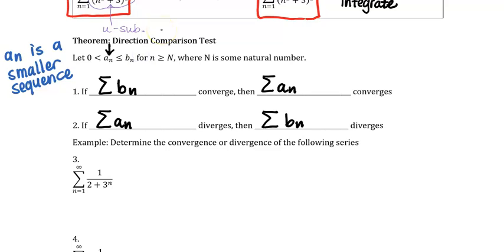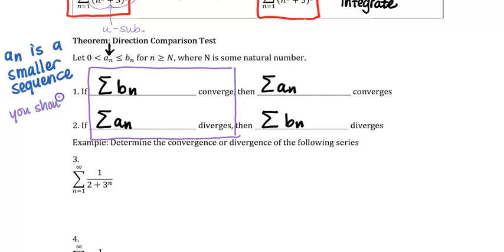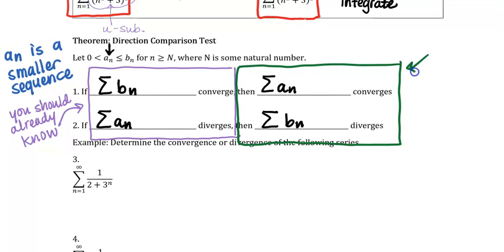It is important to note that the conditions on the left, if B sub n converges, if A sub n diverges, this is something that you should already know. In order to use these tests, you have to know that there's some series B sub n that converges and there's some series A sub n that diverges before you can reach the conclusion. What's happening on the right side, this is what you want to show. So we're going to have to choose series A sub n and B sub n very carefully.